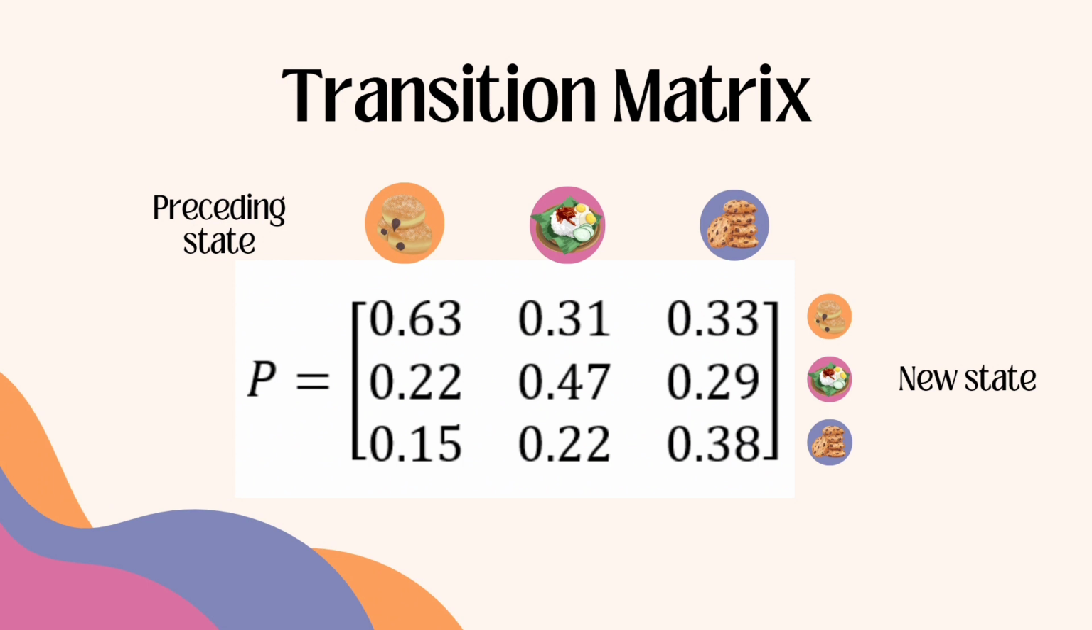If they buy a nasi lemak on the previous day, the probability of them buying a nasi lemak again on the next day is going to be 0.47. And if they buy cookies on the first day, the probability of them buying cookies again on the next day is going to be 0.38. And this is what we call a transition matrix, which we are going to denote as capital P.